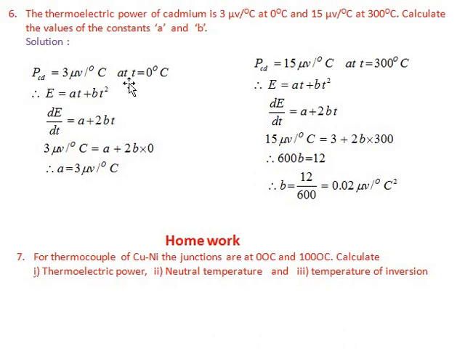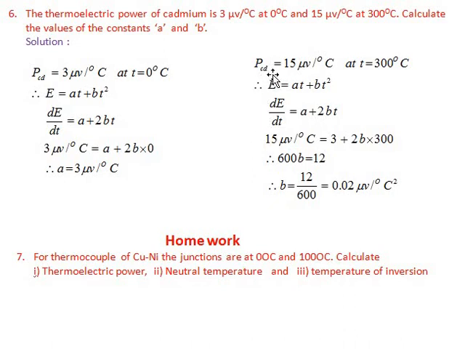So at T is equal to 0, 3 microvolt per degree Celsius is the thermoelectric power. Just substitute here: 3 microvolt per degree Celsius is equal to A plus 2B into T, with T is equal to 0. So you get A is equal to 3 microvolt per degree Celsius. Clear? Then we solve it for B.